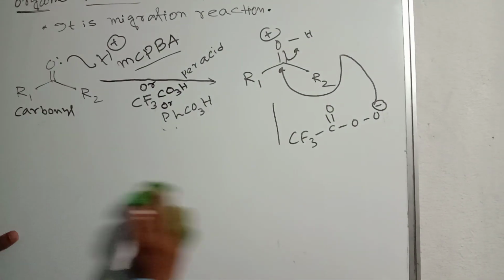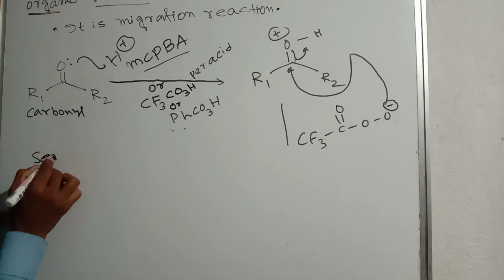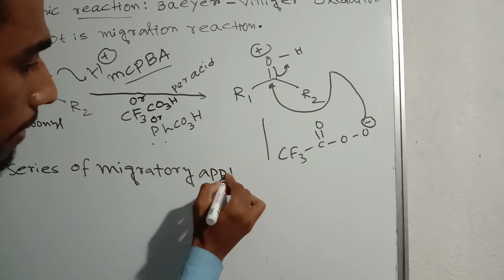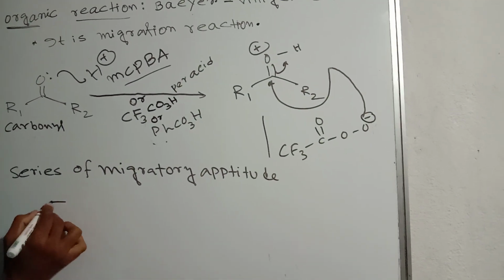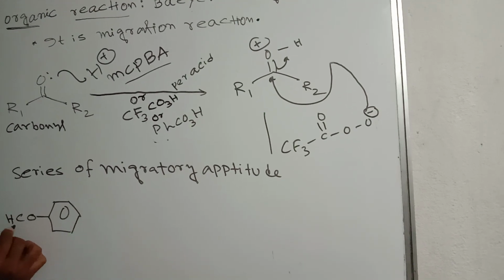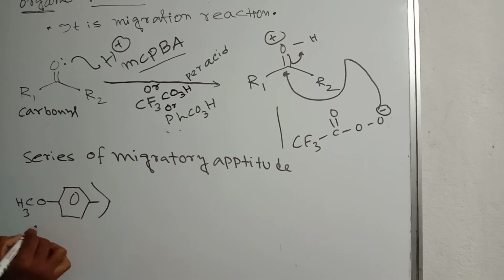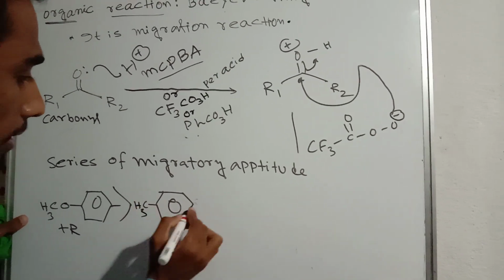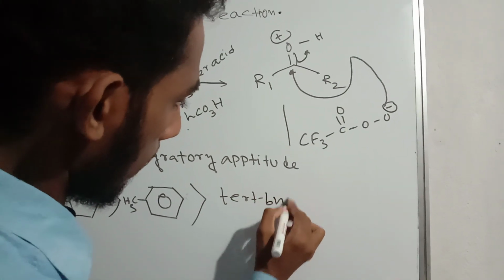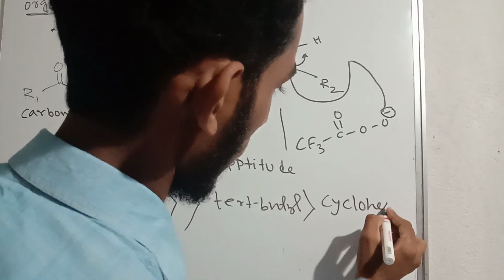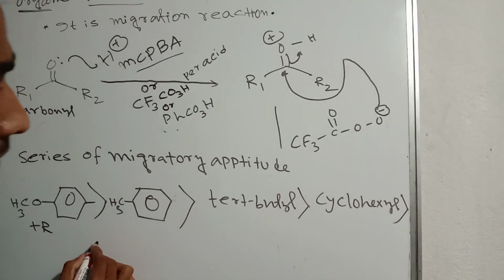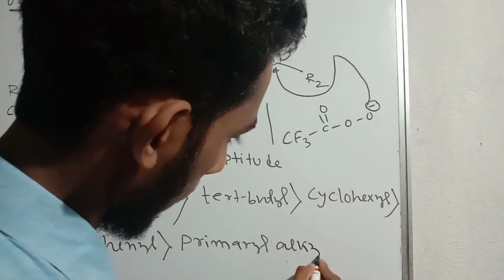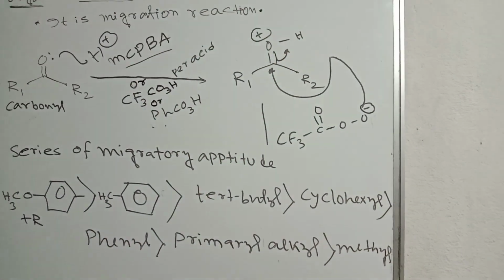Now let us see the series of migratory aptitude. Anisole is first because the lone pair of oxygen can donate and hence the plus R effect acts here, then toluidine because here the plus I effect acts, then tertiary butyl group, then cyclohexyl, then phenyl, then primary alkyl, then methyl. Ultimately, what will be the outcome of this reaction?